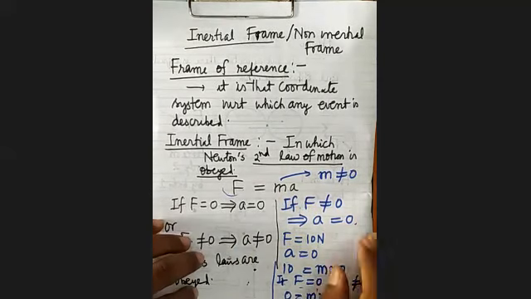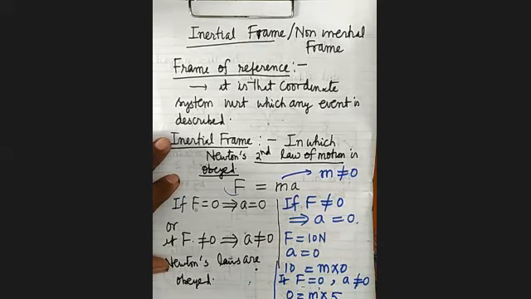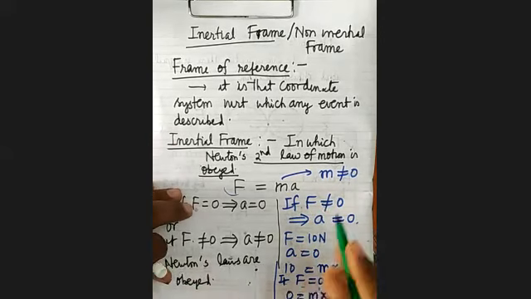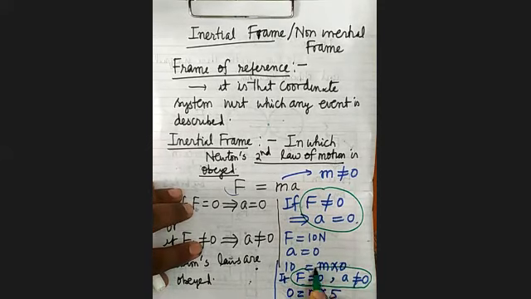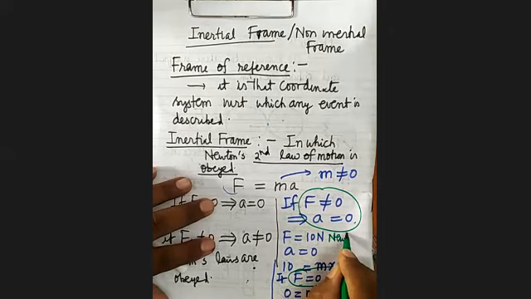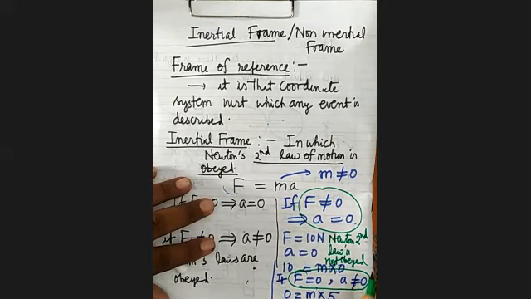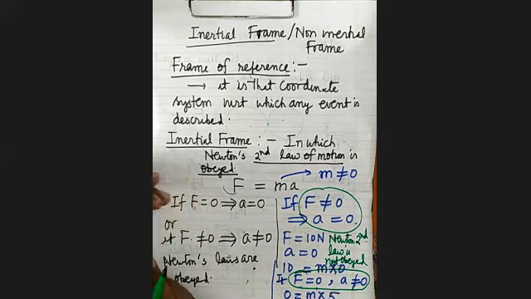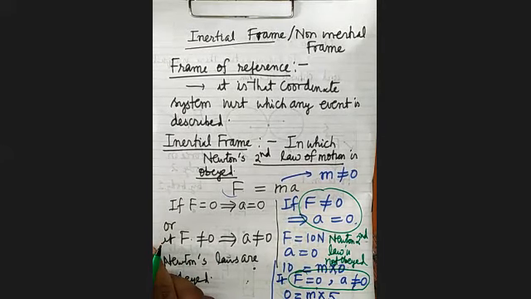Okay? Therefore, this is the condition in which Newton's second law is not obeyed. Under this condition, Newton's second law is not obeyed. Here, the second law is not obeyed. Is this clear?